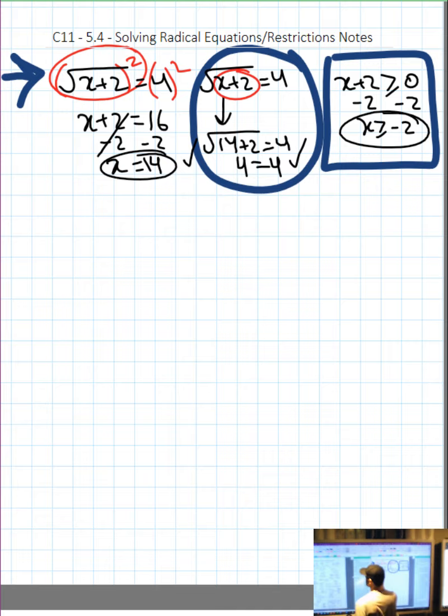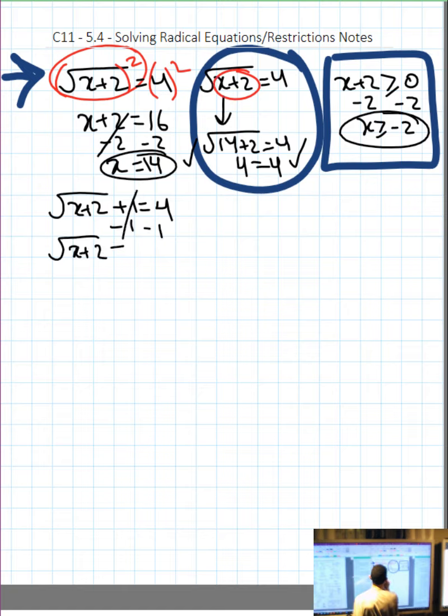Okay, so the next example: root of x plus 2, outside of the root plus 1, equals 4. Well, we have to isolate the root. So we have to minus 1 from both sides. So we get root that, plus 1 minus 1 is 0, 4 minus 1 is 3. Then brackets around the left-hand side squared, brackets around the right-hand side squared. We have to isolate the root before we can square both sides. We just learned that root that squared is just that.